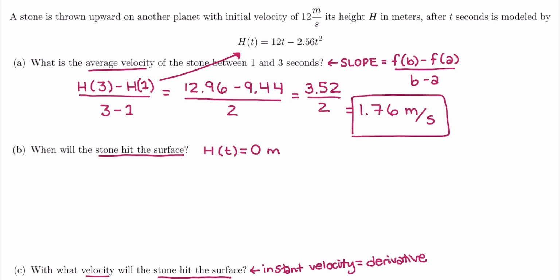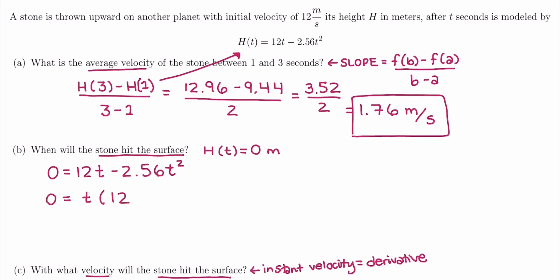So when will the stone hit the surface? We want to figure out when the height would be 0 for the next part. So I'm going to set the height to be 0 in the original equation. We want the position to be 0. We have 0 equals 12t minus 2.56t squared. And this is one where we have to solve a quadratic. We can solve by factoring this. I could try to pull out a big greatest common factor, see what goes into 12 and 2.56, but I'm just going to go with what I see as an obvious factor that I can pull out. I'm going to pull out a t from both of these.